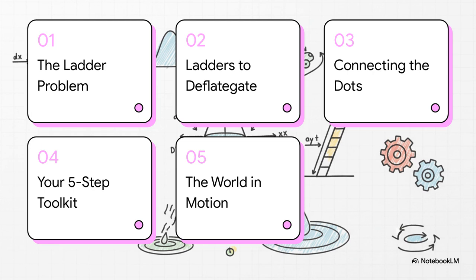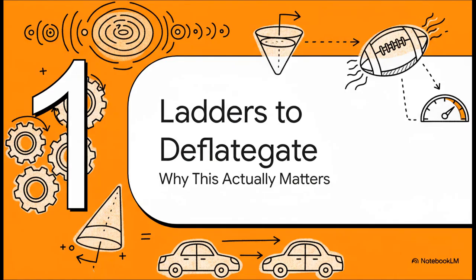Okay, so here's our game plan. We're going to start with that infamous ladder problem. Then we'll see how it connects to some wild real-world stuff. Yep, even Deflategate. We'll figure out what related rates really means. I'll give you a 5-step toolkit to crush these problems, and then we'll tie it all together. All right, let's get into it.